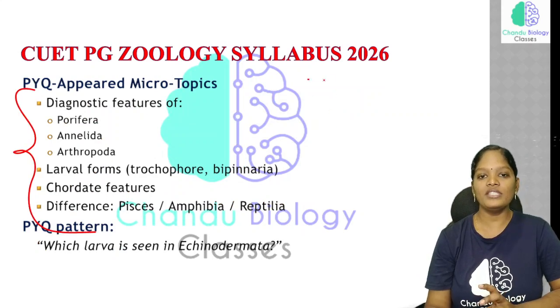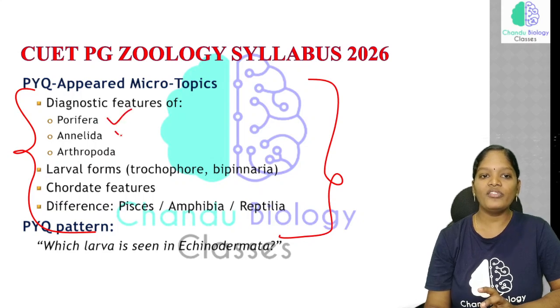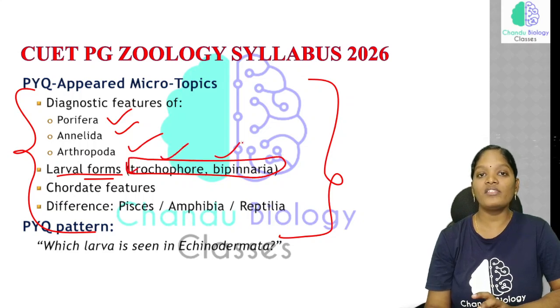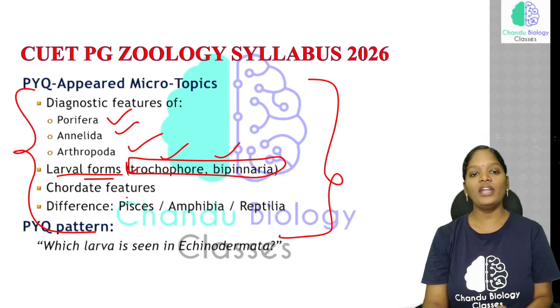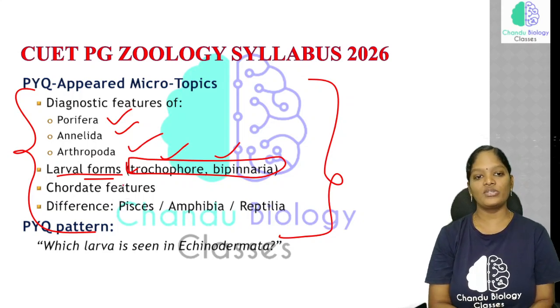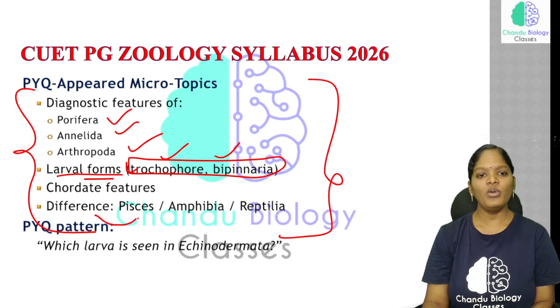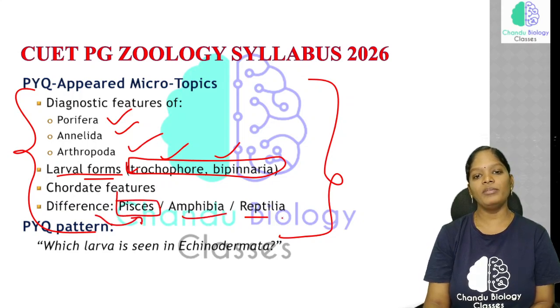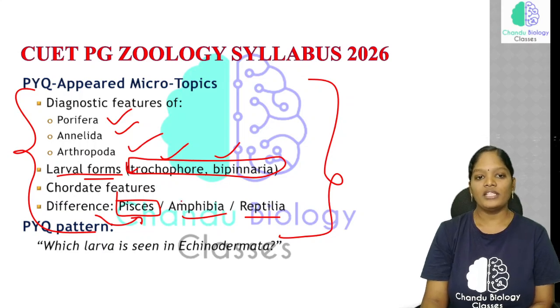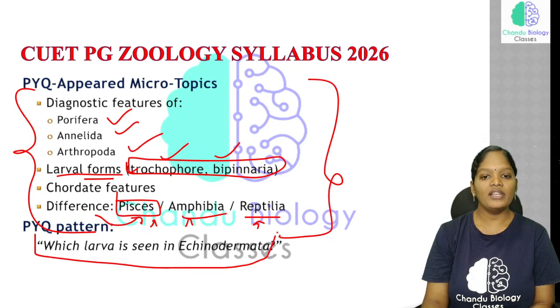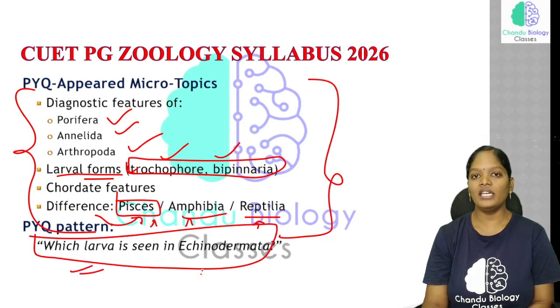We have questions in the PYQ. Okay. Based on Porifera, Annelida and arthropods and larval forms: trochophore larva and bipinnaria larva are the larval forms of which of the following phyla? And chordate features: what are the general characteristic features of the chordates? And what are the differences among fishes, amphibians and reptilia? These are all the classes coming under the phylum Chordata. Okay, so you should know the characteristic features of each class coming under the phylum Chordata. In the PYQ we have a question: which larva is seen in the echinodermata?